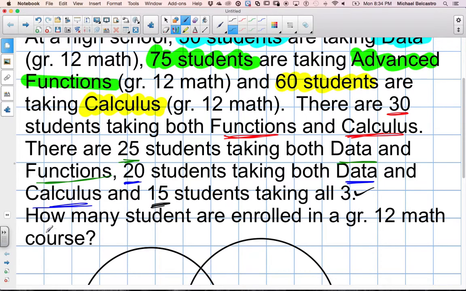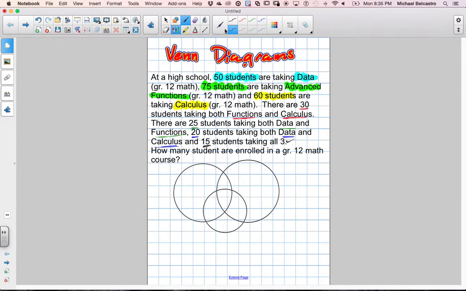So the question is, how many students are enrolled in grade 12 math? We actually have to find this out because there's a whole bunch of double counting. So like we said before, we'll color code our stuff. 75 was the biggest one, so I think this is the biggest circle we've drawn. We'll call this our advanced functions group. 50 students in data, that was the smallest group. We'll call this the data circle. And calculus is the second biggest with 60 students.